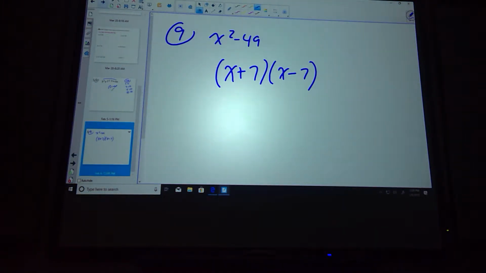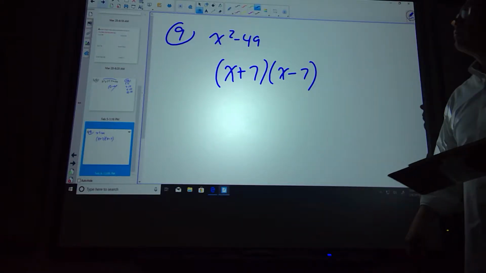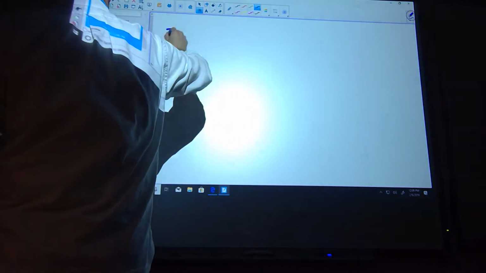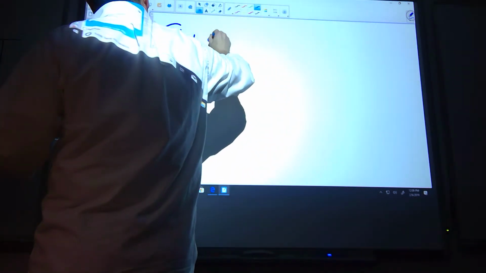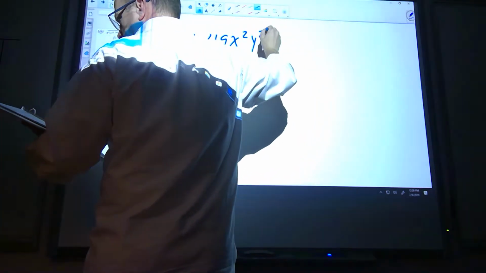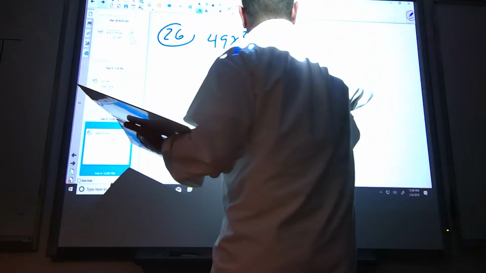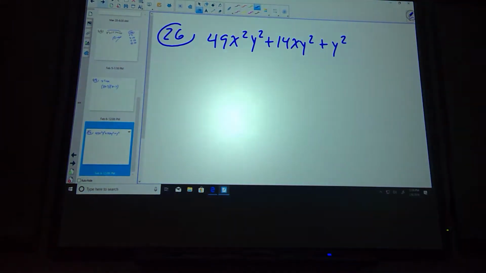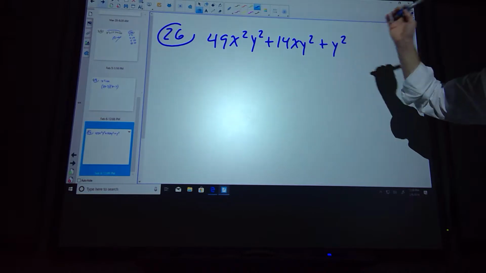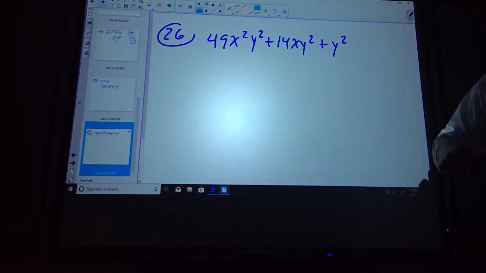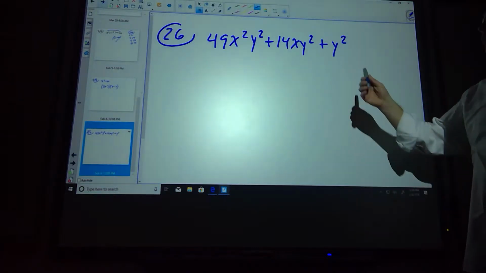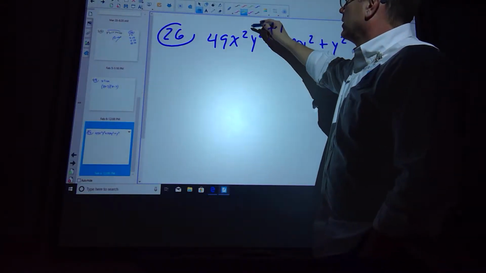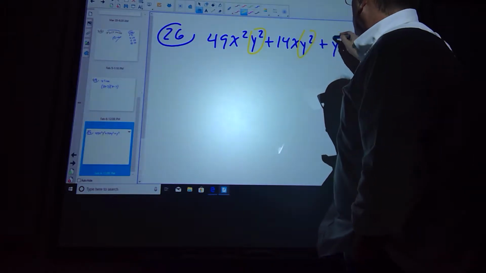Jacob, what was wrong? Ooh. Okay. All right, 49x squared y squared plus 14xy squared plus y squared. So there's 3 terms up there. What do all 3 terms have in common? I don't have an x on that one though. So y. We have y. And how many y's do all 3 terms have in common? 2. It's y squared. So this is my greatest common factor here, here, and here.